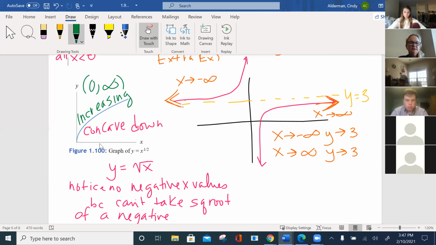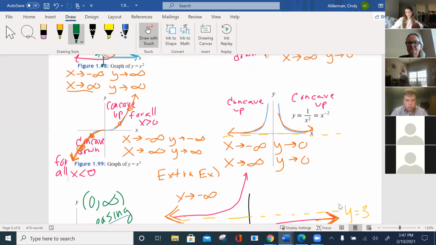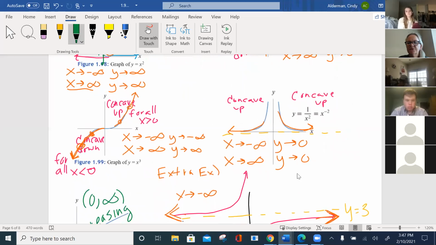So here you said it makes sense that there's no negative x values because you can't take the square root of a negative number. So that makes sense that this graph wouldn't start in the negative territory. Here, we don't have any negative y values. Why is that? Why are there no negative y values here? Because it never goes across the axis. Definitely does not. And there's a reason for that.